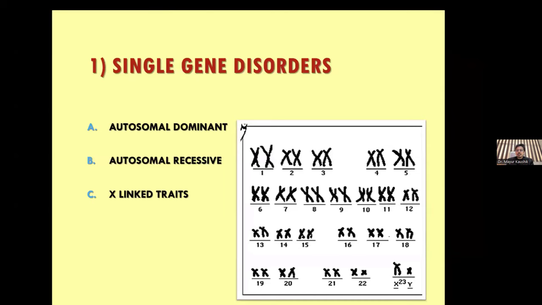Okay. So single gene disorders, X-linked traits basically means that the defect is actually present on the sex chromosomes.